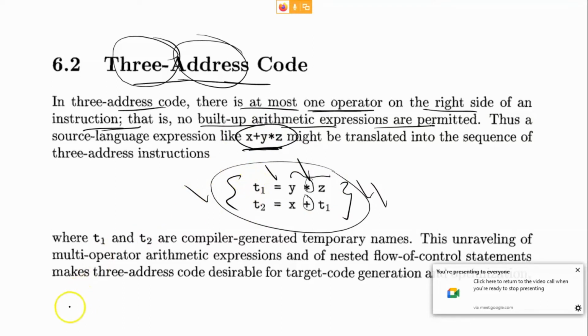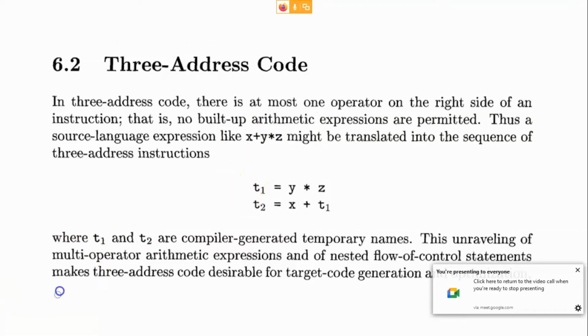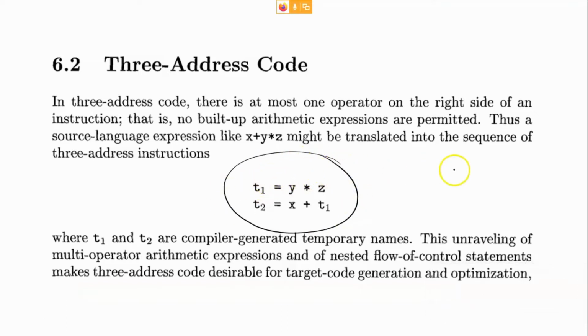And of course, when your compiler is converting your high level language code into 3 address code, then to convert your high level statement, for example, this statement is a high level statement. Now when your compiler is converting this statement into 3 address code, it will convert like this. So it has to make some temporary variables. So these T1, T2 are compiler generated temporary names. And basically what you have done, you have just unraveled this statement.